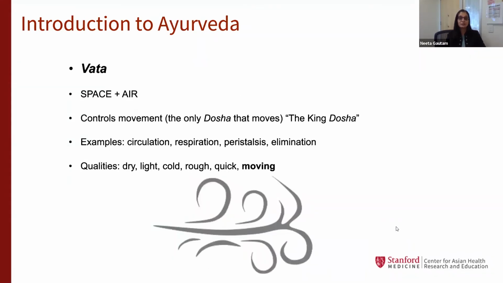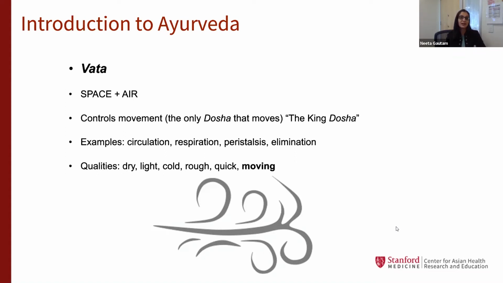Talking about each dosha in a bit more detail, we're going to start with Vata. As a reminder, Vata is a combination of space and air. This controls movement. This is the only dosha that moves. And so for this reason, it is sometimes referred to as the king dosha. Examples of movement throughout the body: circulation, respiration, peristalsis, elimination of wastes.